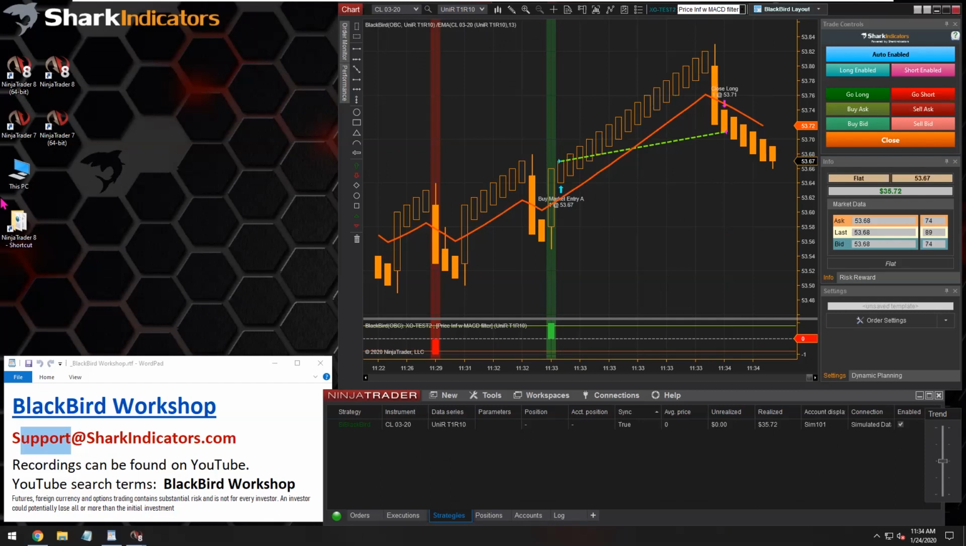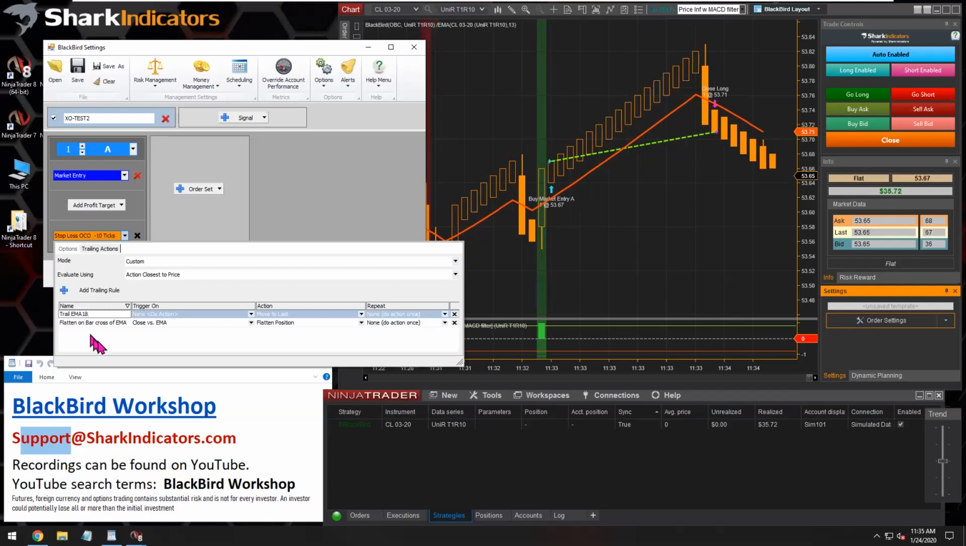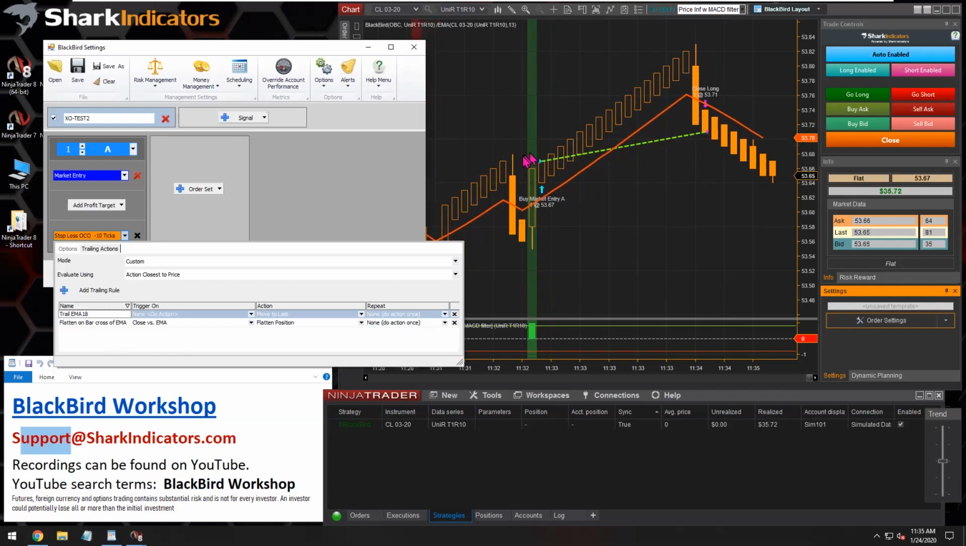Okay, so here's a follow-up question. David's asking, can we trail the stop loss by the EMA? And absolutely. So let's create another trailing roll here. All right, so we're going to trail the EMA 18. Based on our trade signals, price is going to be well above our EMA. So yeah, we could start the trailing immediately.